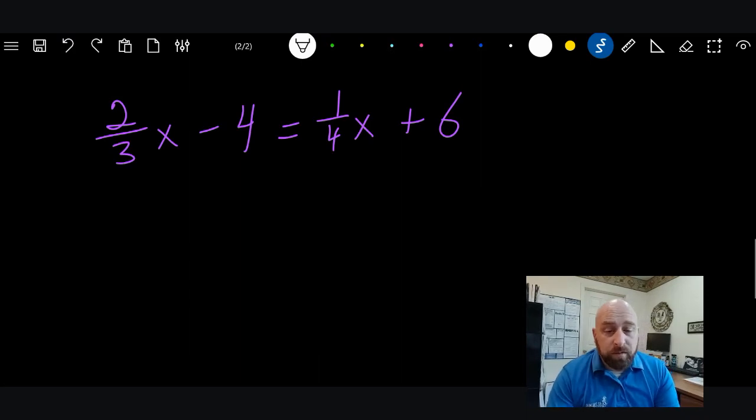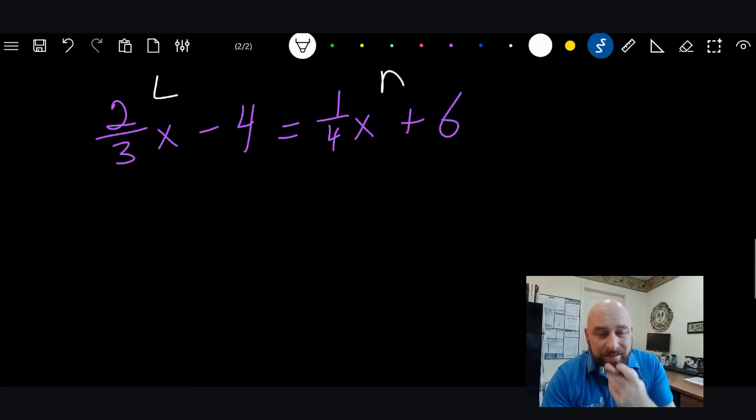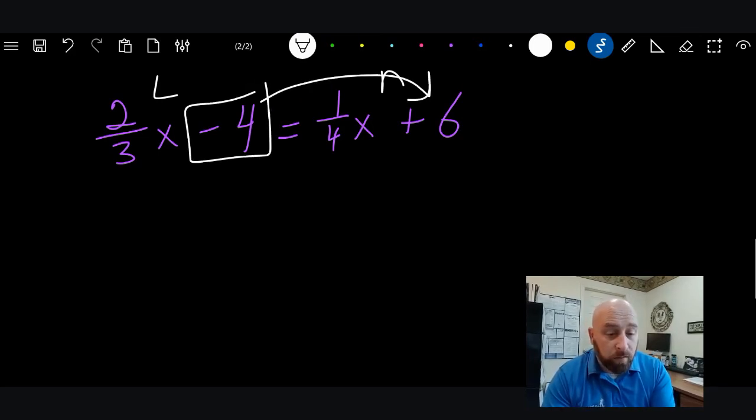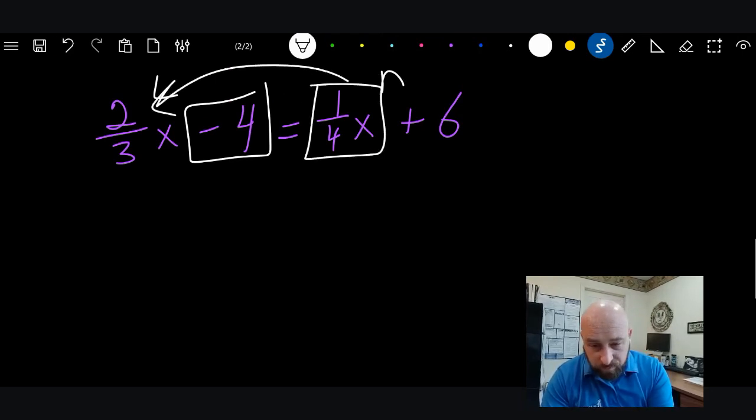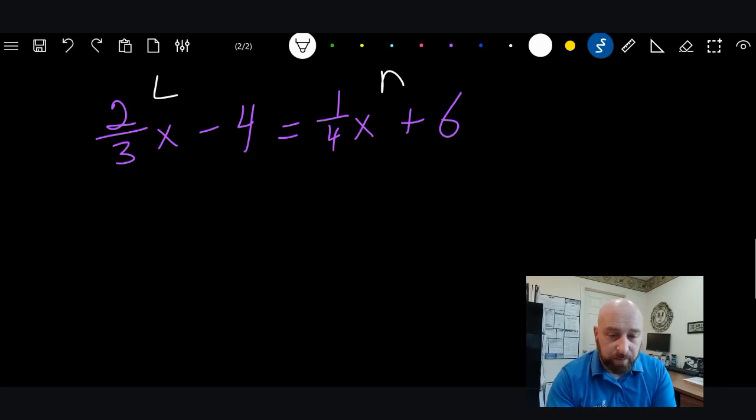So we'll go to step 2, and that is move the letters to one side and move the numbers to the other side. Isolate the variable using addition and subtraction. I would say let's make this the letters and make this the numbers. It doesn't matter which side you go to, but a lot of times it's easier to put the letter to the left, okay? In other words, we're going to take this 4 over to the number side, and we're going to take this 1/4 x over to the letter side. That's our goal of this step.